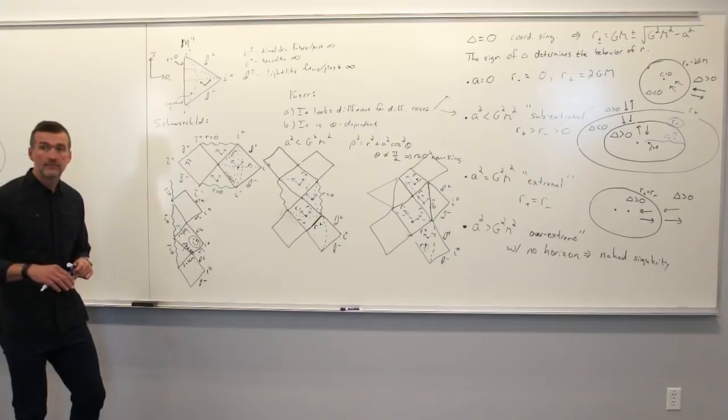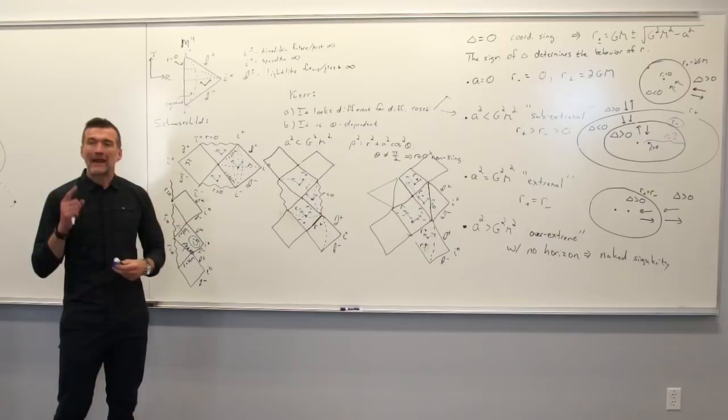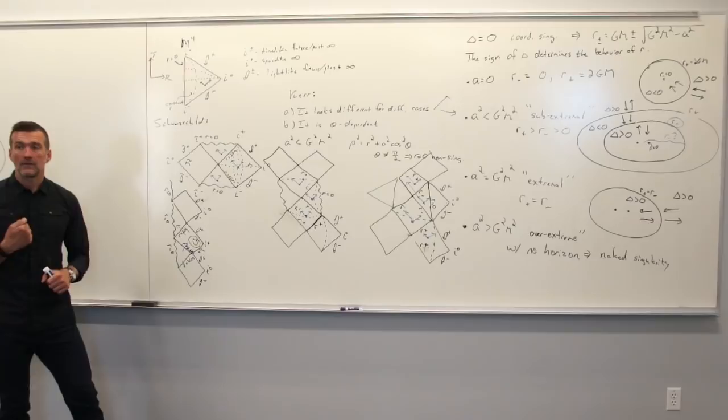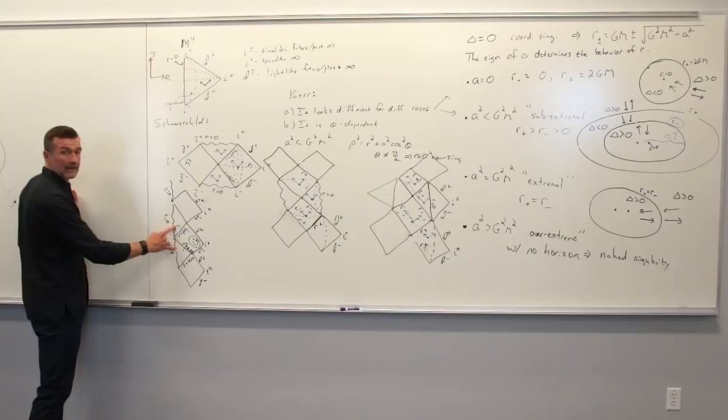So I certainly have things emerging, I have things going in. What I do not have, and this is the important observation, is the ability to throw something into it like a boomerang and have it come back out. That can't happen, because if I throw it in, it goes this way, and then it can't get down here to come out.